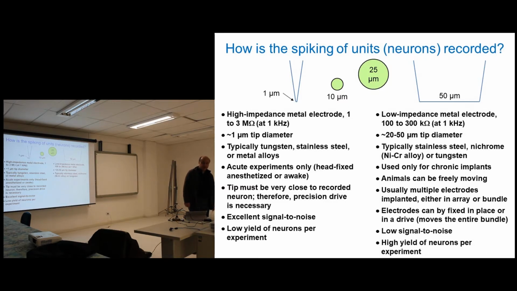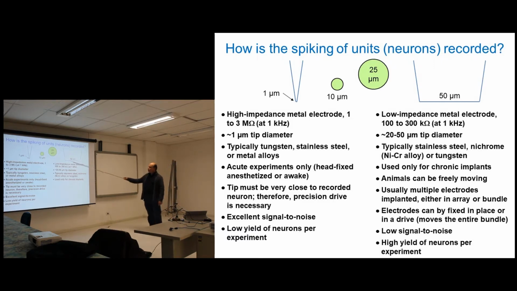Materials that have been used are stainless steel, this nickel chromium alloy called nichrome, or in my lab we actually use tungsten because it's very, very easy to use. It's nice and stiff. These are typically used only for chronic implants. And we don't quite understand why, but I have some ideas why this doesn't work with acute preparation.